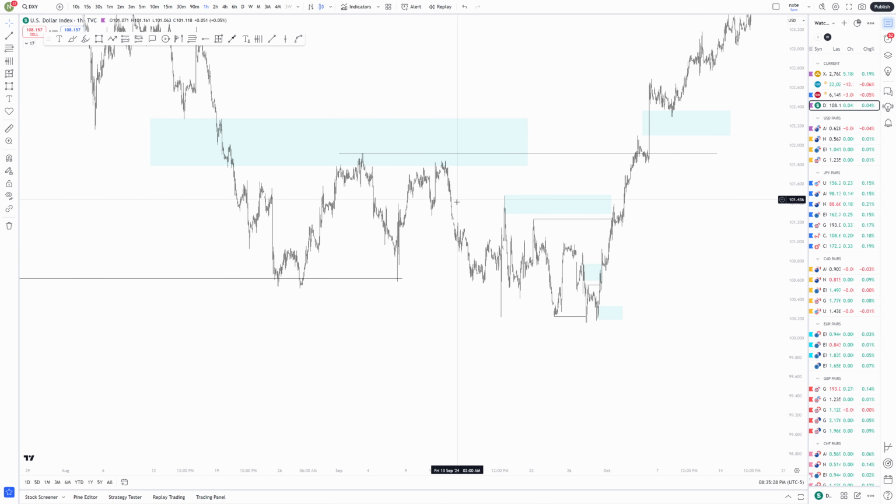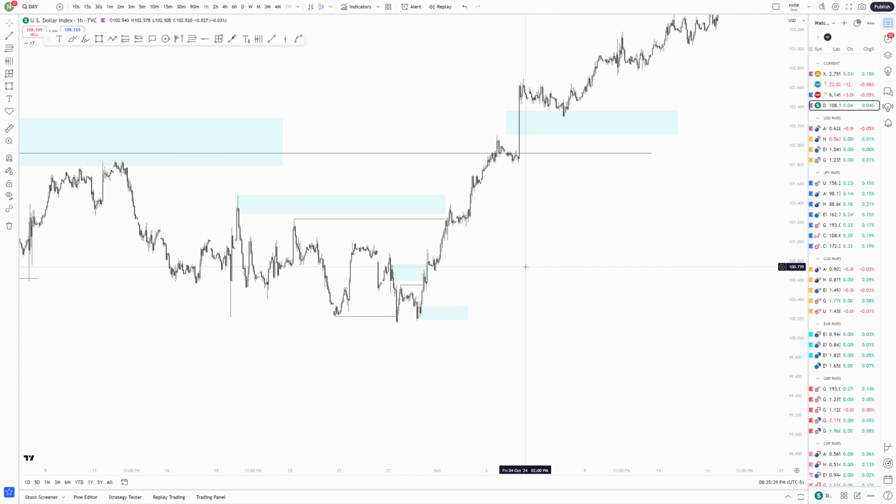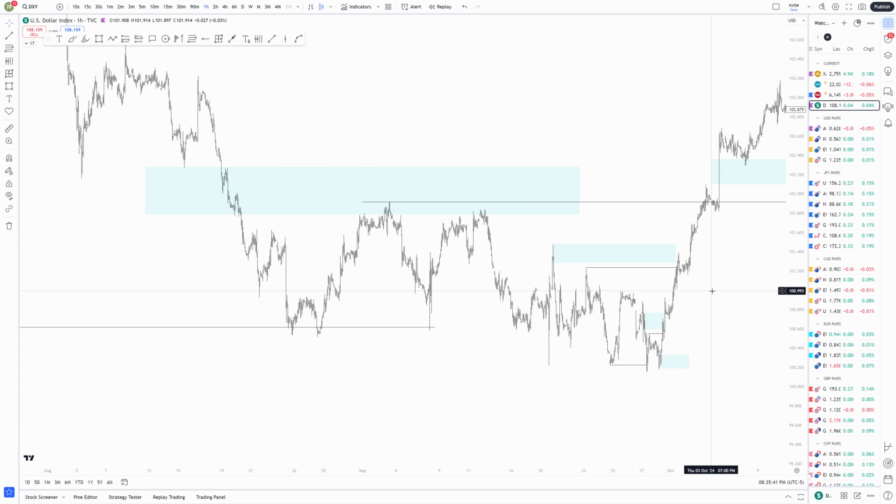If you don't know how to play defense, you will always get chopped up. You need to play defense. Fool me once, shame on you. Fool me twice, shame on me. Okay? Keep that in mind. You need to understand how to play defense.